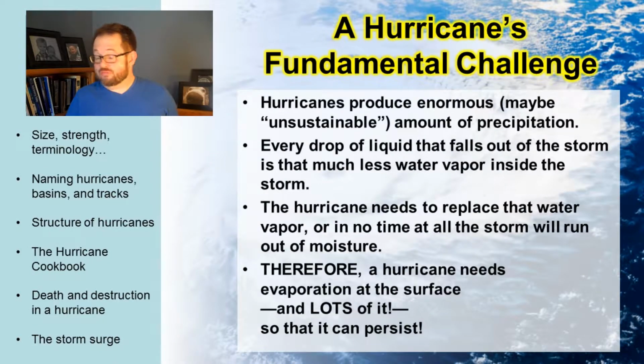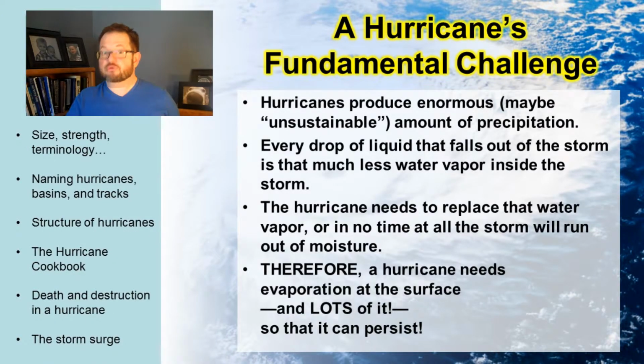Hurricanes, of course, produce enormous amounts of precipitation. In fact, they produce so much precipitation that they come across a fundamental problem that a lot of other weather systems don't encounter. Hurricanes produce so much rain, several inches an hour can be a typical rain rate, that it's kind of unsustainable. Every drop of rain that falls out of the storm is water vapor that was in the atmosphere that got converted into liquid water. That's water vapor that is gone. And it isn't like the storm can run down to negative water vapor.